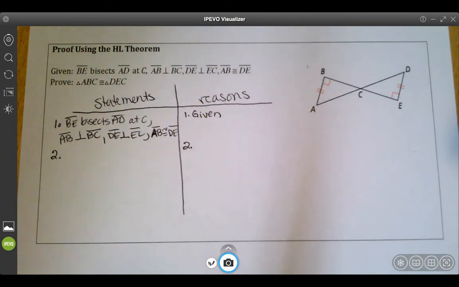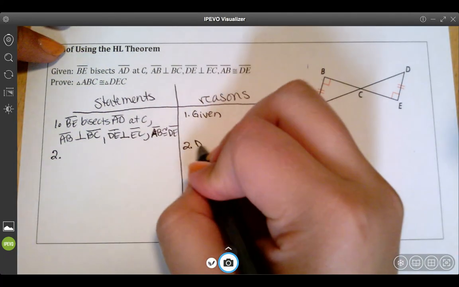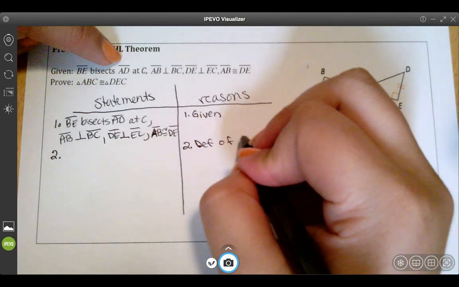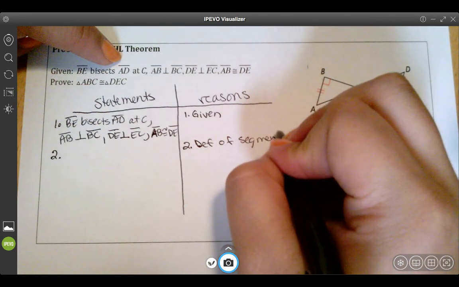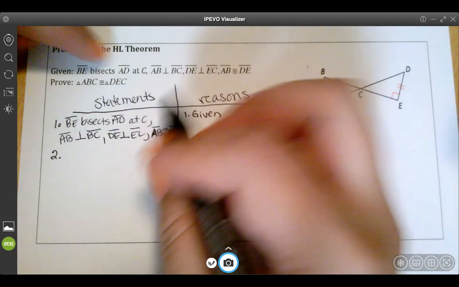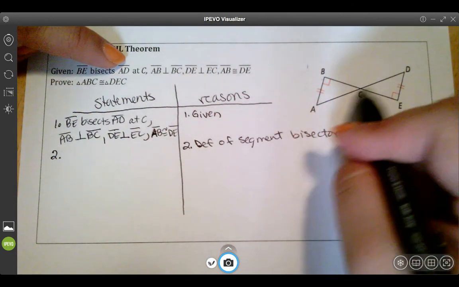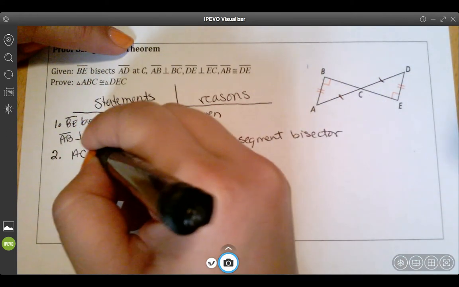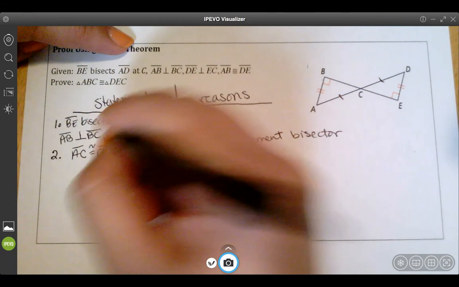So our next statement should be that bisecting. Remember, we can't mark our diagram. We have to define it first. So by the definition of a segment bisector, it cuts AD in half at C. So now we have AC and CD are congruent.